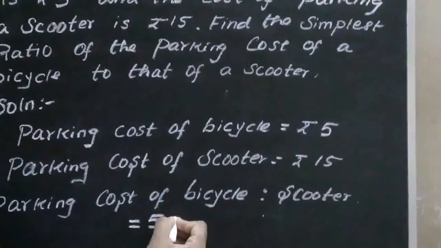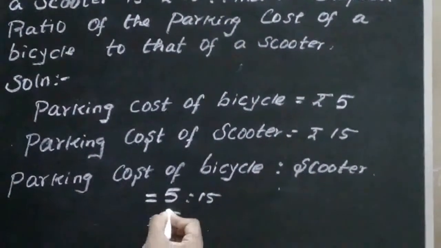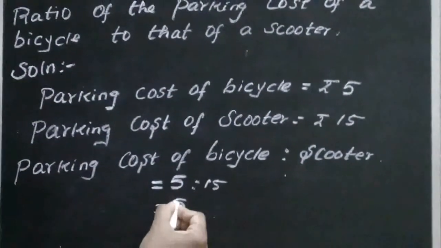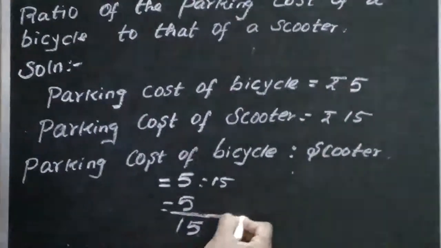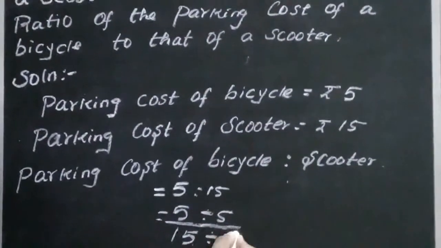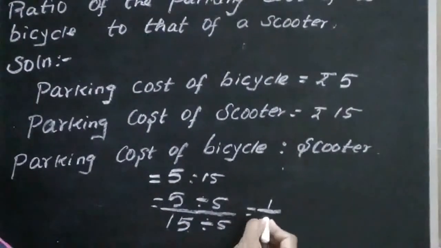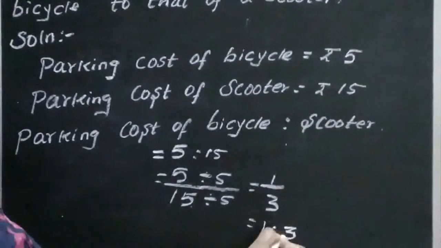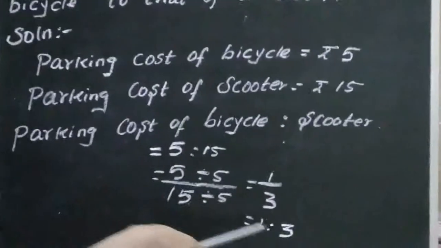So 5:15. Now we have to write the fraction format, 5 divided by 15. So in 5 and 15, both numbers are divisible by 5. Therefore, numerator divide by 5 and denominator also divide by 5. So in 5 table 5, 1 time. So in 5 table 15, 3 times. So the answer is 1:3. The parking cost of bicycle to scooter ratio is 1:3.